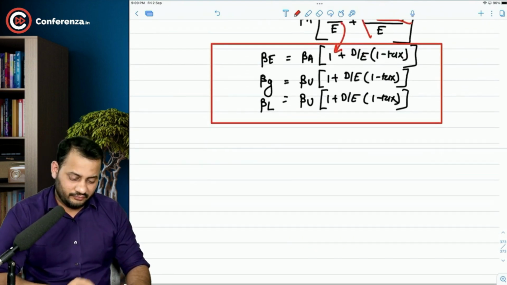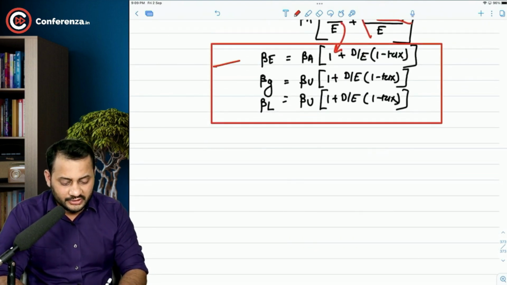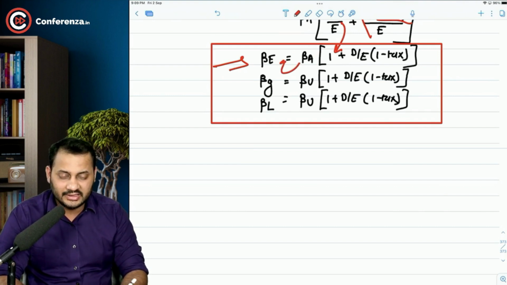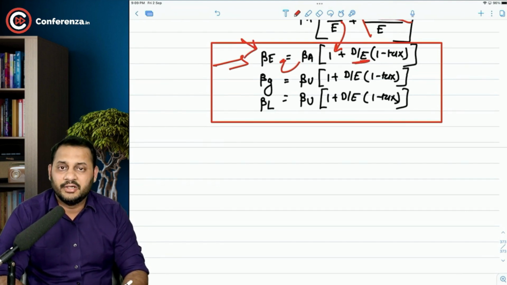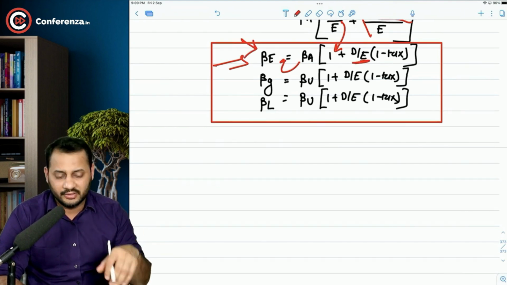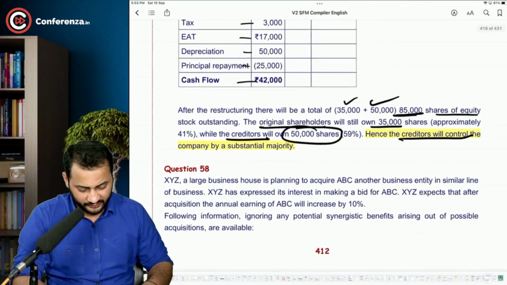Why are we going to use this formula? I will tell you. We are going to use this formula once to calculate, let's say, the asset beta, and then put that asset beta again in the same equation with a different debt equity ratio to calculate the beta of the equity. You will understand it later on. This is the question in front of you. Let's read it. Question number 58.